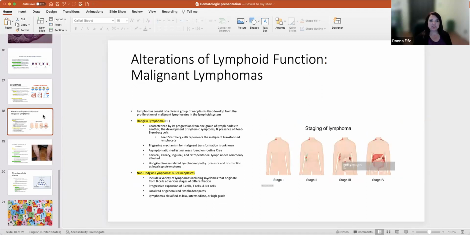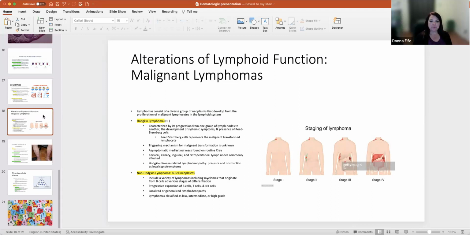Alterations of lymphoid function, malignant lymphomas. Lymphomas consist of a diverse group of neoplasms that develop from proliferation of malignant lymphocytes in the lymphoid system. We have Hodgkin's lymphoma, which is characterized by its progression from one group of lymph nodes to another, the development of systemic symptoms, and the presence of Reed-Sternberg cells. Reed-Sternberg cells represent the malignant transformed lymphocyte. The triggering mechanism for malignant transformation is unknown.